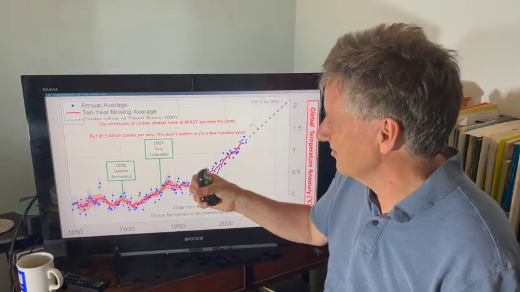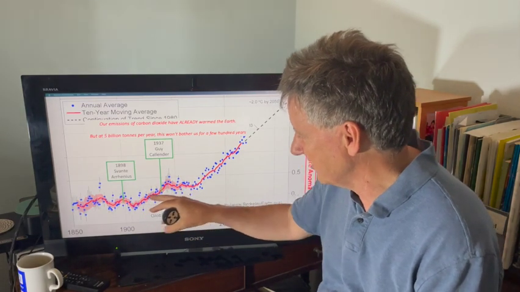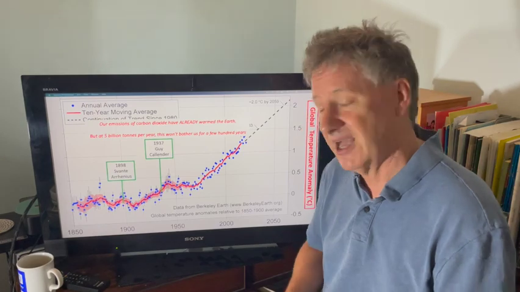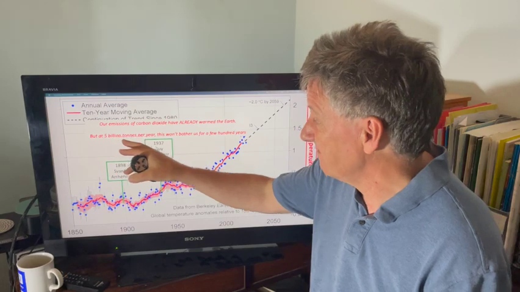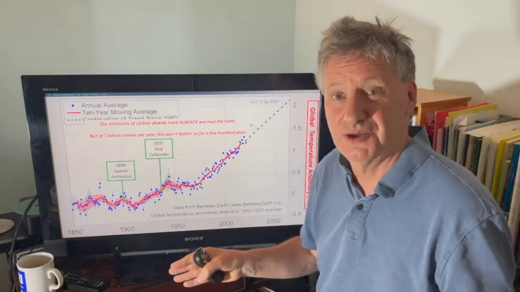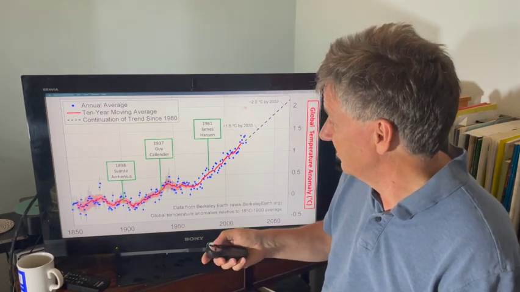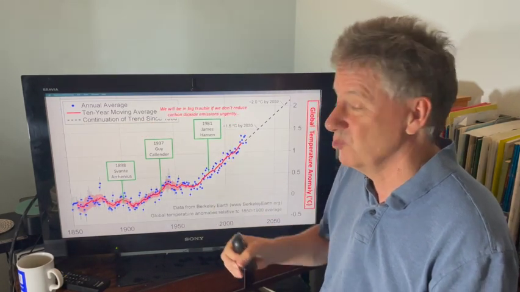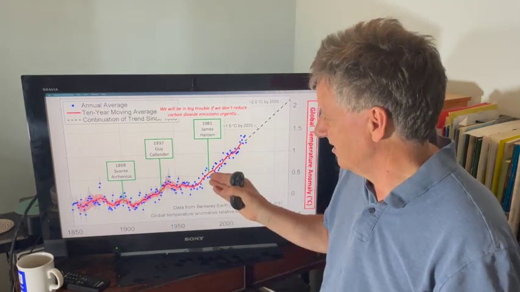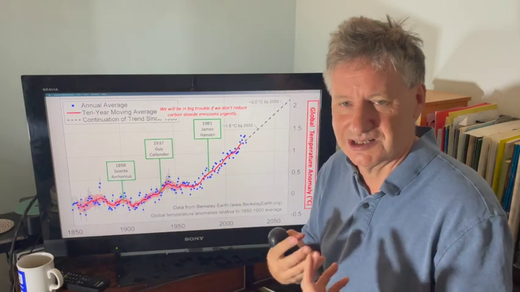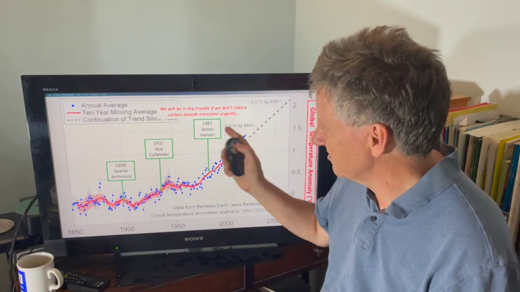In 1937, UK scientist Guy Callendar pointed out this warming here, and he said, I think that's caused by the carbon dioxide we're emitting, and it's going to warm us up. It has warmed us up already, but at 5 billion tonnes per year, this won't bother us for a few hundred years. And he was certainly right about that. But then in 1981, James Hansen said, we will be in big trouble if we don't reduce carbon dioxide emissions urgently. This was when we first learned to really model how the atmosphere worked. So these are famous people.